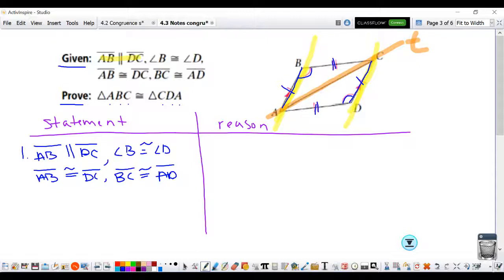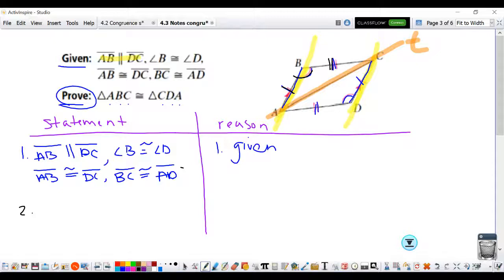And great, so we know that two pairs of sides are congruent and one pair of angles are congruent. The question is, which shortcut gets us to our proof the fastest? Look at your shortcuts and see which shortcut can prove this. And we see that side, angle, side, our first shortcut, is already done. So, let's see, our reason is that it's given information.